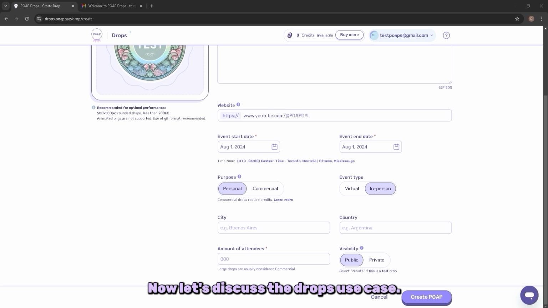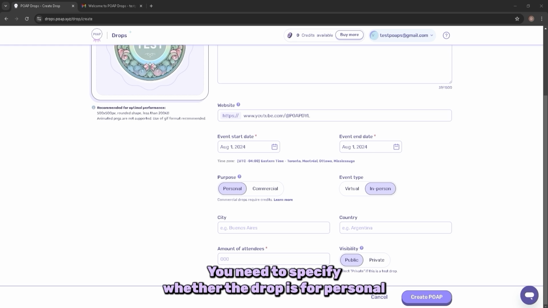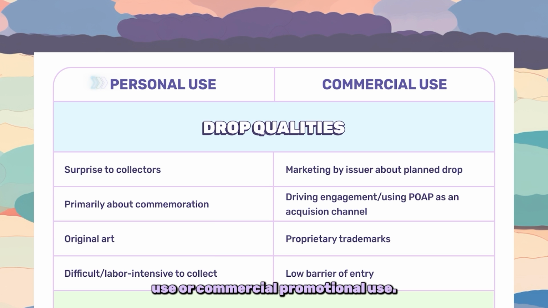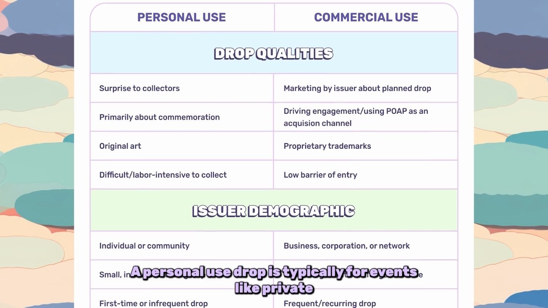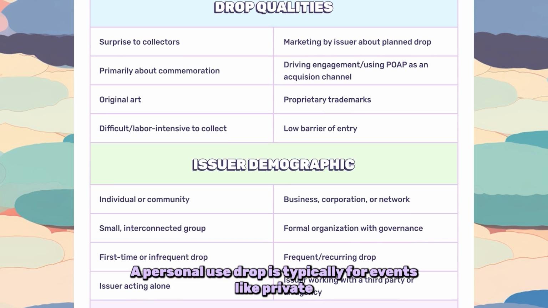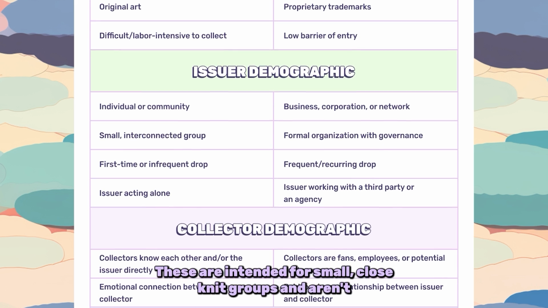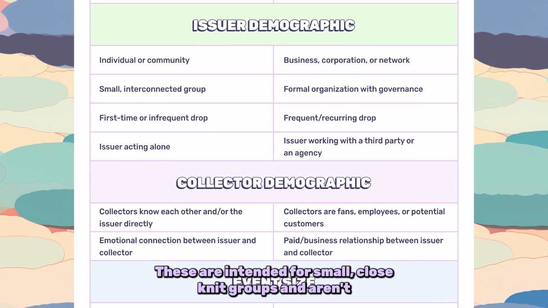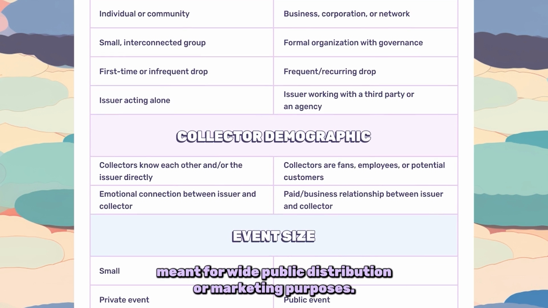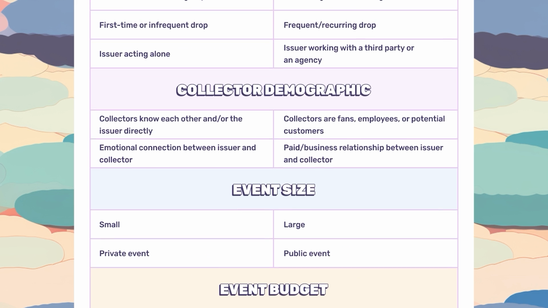Now let's discuss the drop's use case. You need to specify whether the drop is for personal use or commercial promotional use. A personal use drop is typically for events like private gatherings, community events, or personal milestones. These are intended for small, close-knit groups and aren't meant for wide public distribution or marketing purposes.